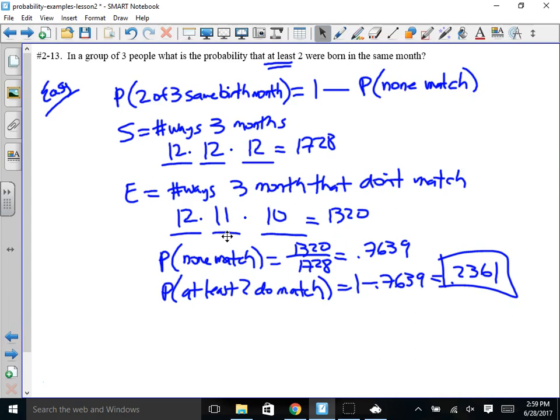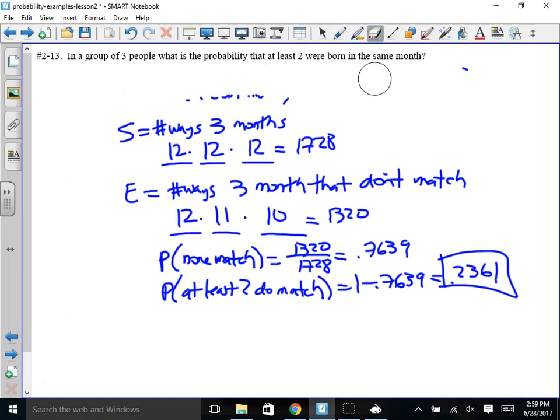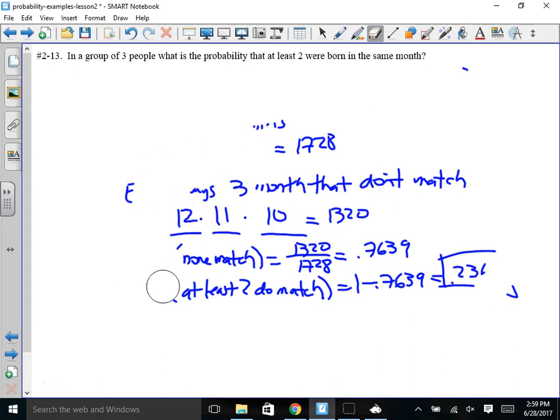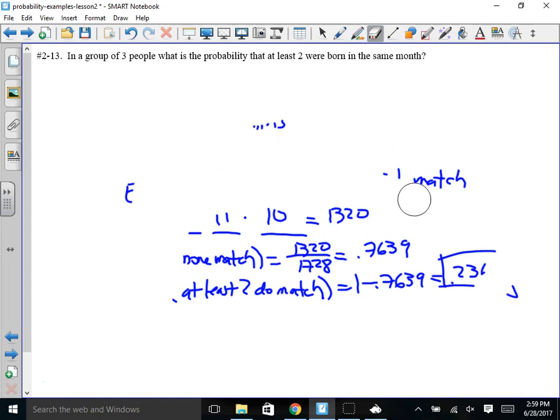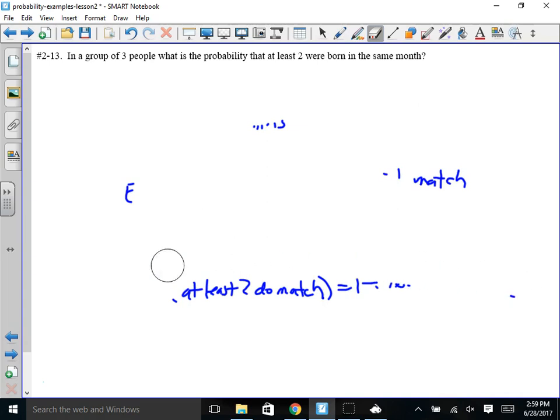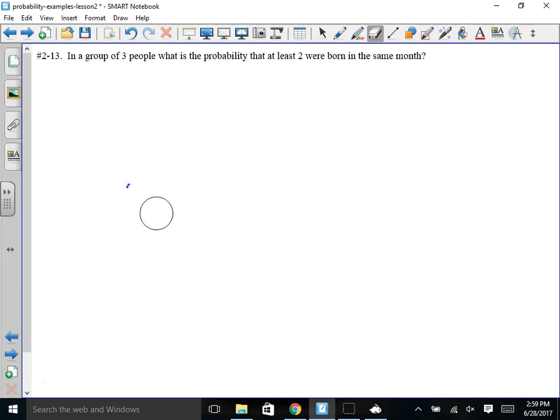Let's try to do it by finding the probability directly of all the ways that people can have at least 3 born in the same month. So I'm just going to erase this and do this over again, the second way. Okay, so the sample space will be the same, right? It's just the number of ways to have 3 people choose birth months, so that part would be the same. Sample space would just be 12 times 12 times 12, which is 1,728.